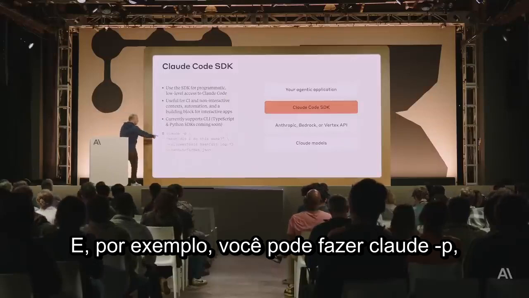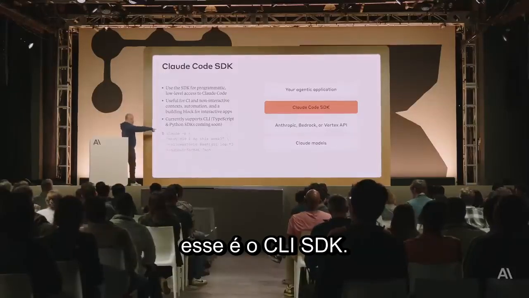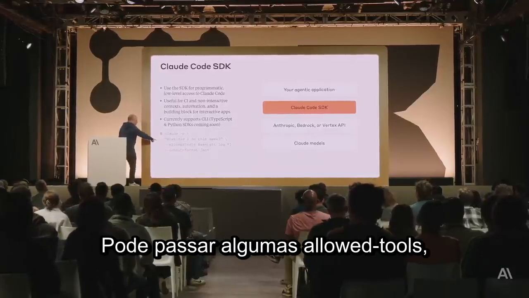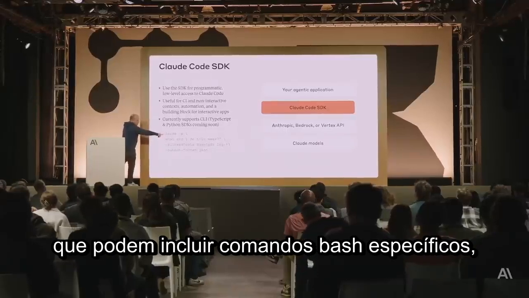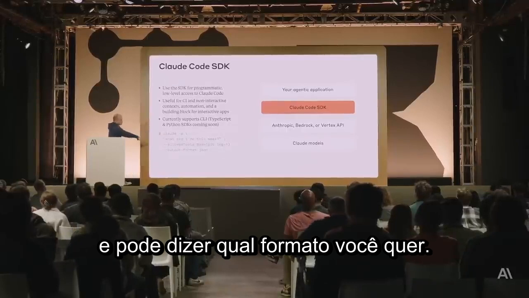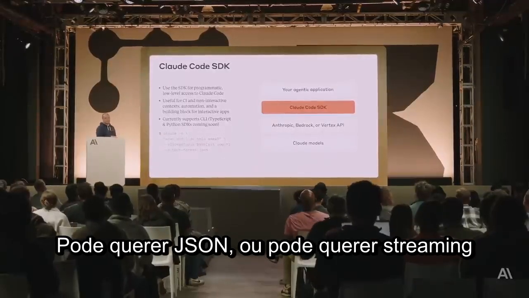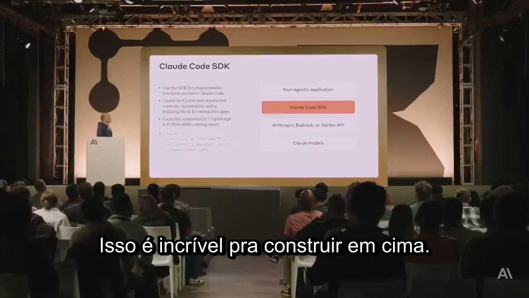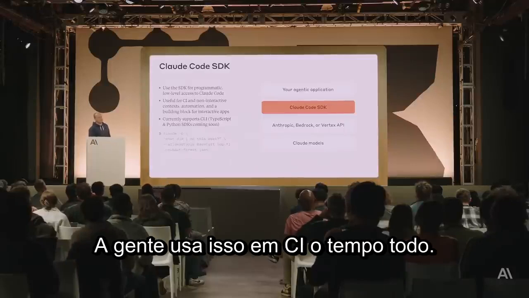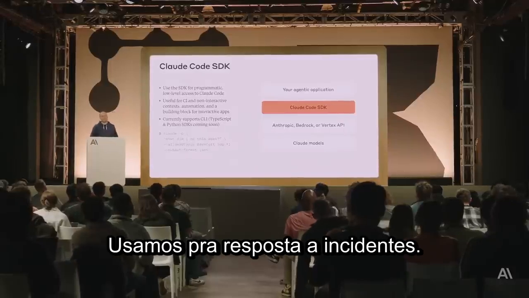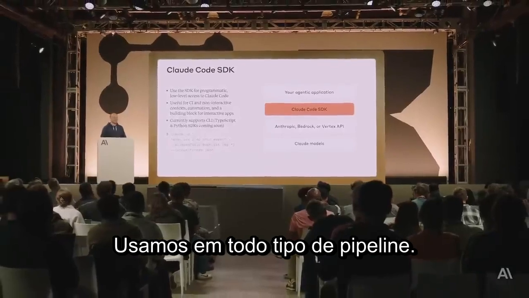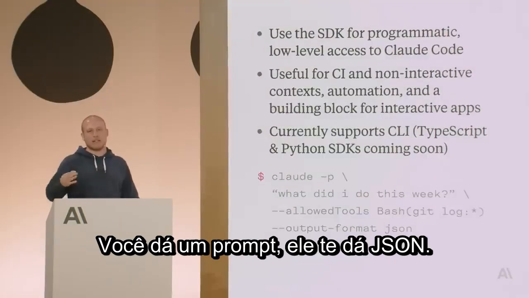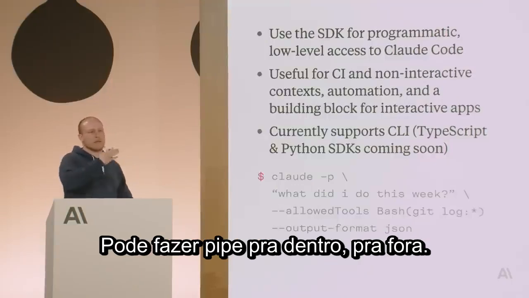And so, for example, something you can do is claude -p. So this is the CLI SDK. You can pass a prompt. You can pass some allowed tools, which could include specific bash commands. And you can tell it which format you want. So you might want JSON, or you might want streaming JSON if you want to process this somehow. So this is awesome for building on. We use this in CI all the time. We use this for incident response. We use this in all sorts of pipelines. So really convenient. Just think of it as like a Unix utility. You give it a prompt. It gives you JSON. You can use this in any way. You can pipe into it. You can pipe out of it.